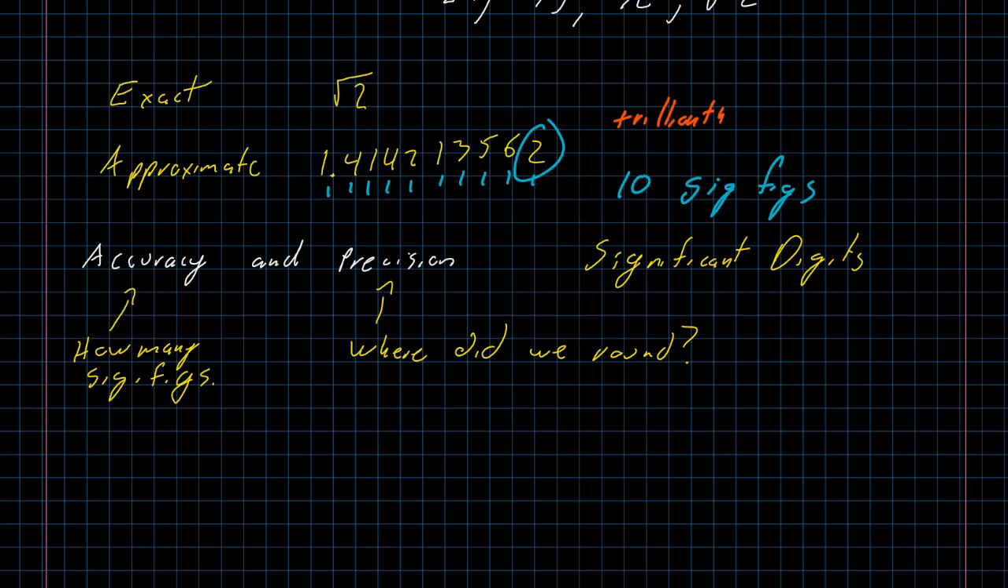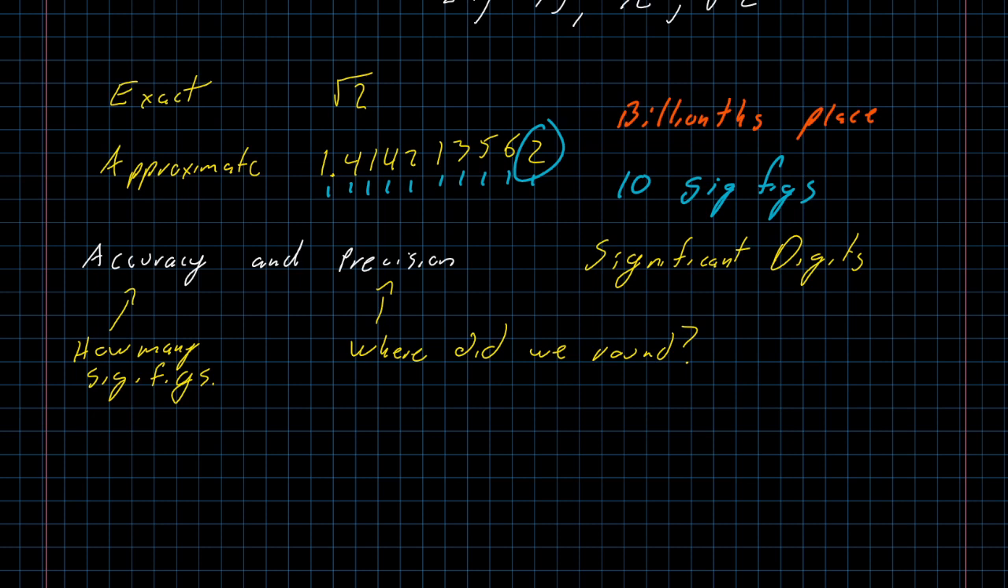Did I skip from millionths to trillionths instead of billionths? I think I did. Right? Tenths, hundredths, thousandths, 10,000ths, 100,000ths, millionths, 10 millionths, 100 millionths. Yes, this should be the billionth place. All right, so the accuracy of this value is 10 significant figures.